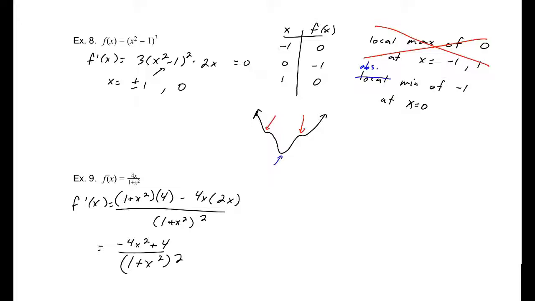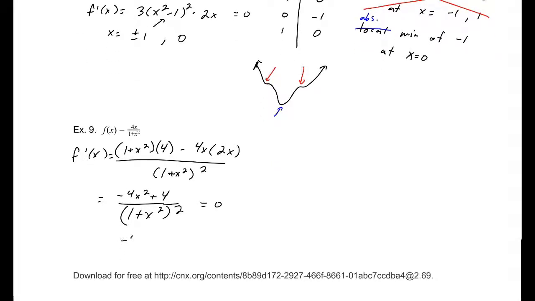So we want to look for where the derivative is 0. And the derivative is 0 whenever the numerator is 0. So -4x squared plus 4, which means x equals plus or minus 1. And the denominator will never be 0 because we have 1 plus x squared. So we never have f prime of c being undefined. But we have critical points at -1 and 1. So let's plug those values in.